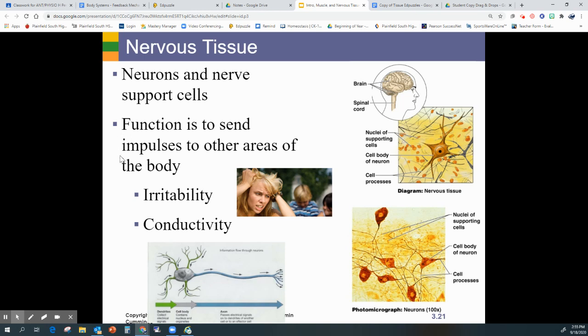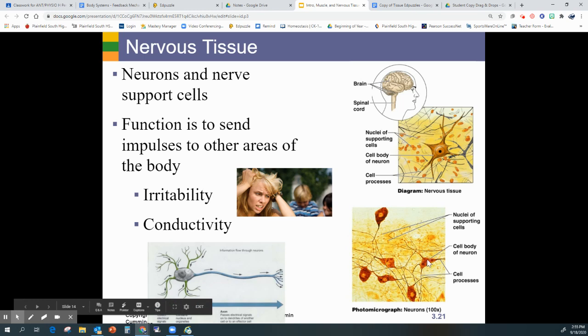Again, this is the big thing with nerve tissue. Its function is to send impulses and receive impulses from areas of the body. And it has two basic properties. One is called irritability, which is essentially the ability to excite this nerve or to signal it to start. And conductivity, the ability to transmit an impulse from one side of the nerve cell to the other side of the nerve cell.